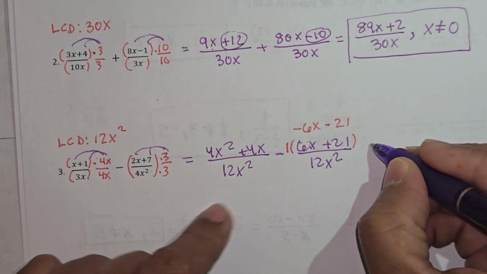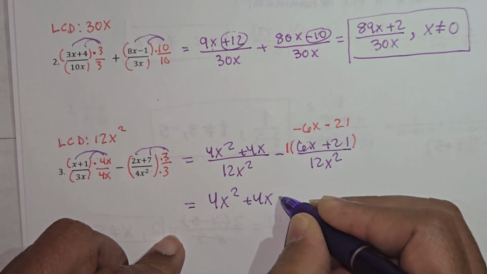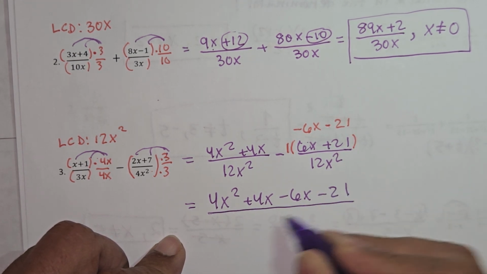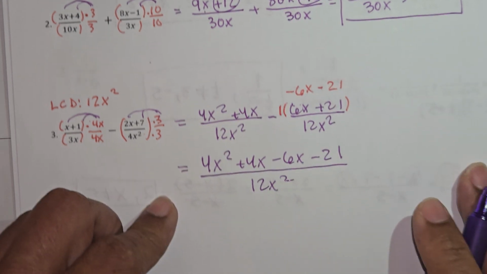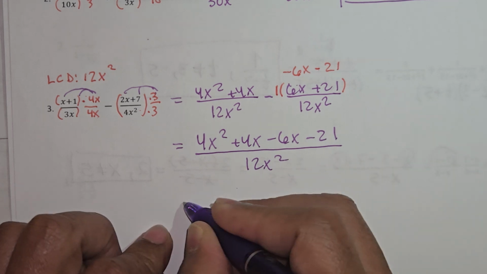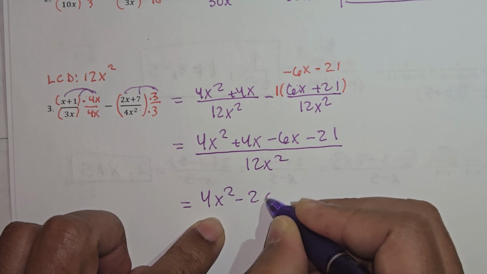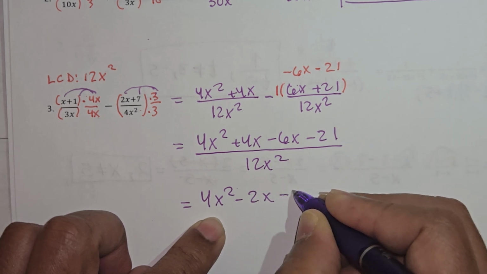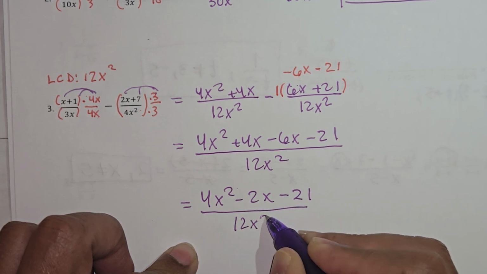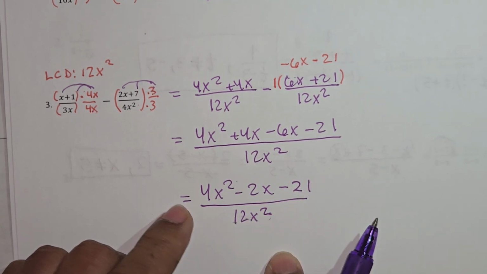So then this is equal to 4x squared plus 4x minus 6x minus 21, all of it over 12x squared. Now from here, combine like terms. We have 4x squared, which we can't combine with anything, so just leave that as 4x squared. And 4x minus 6x is minus 2x. And then minus 21, all of this over 12x squared. In this case, there's nothing else we can do. We can't simplify at all.